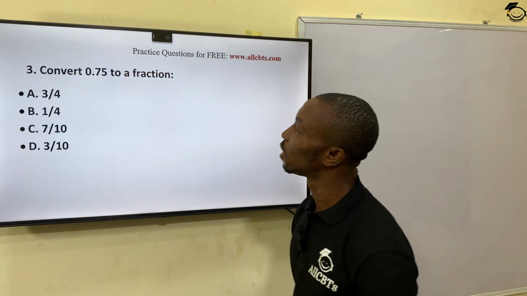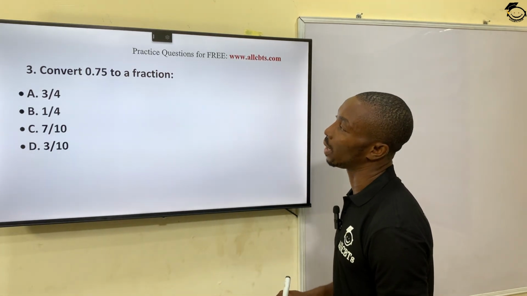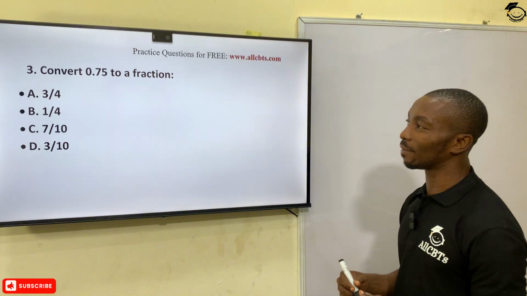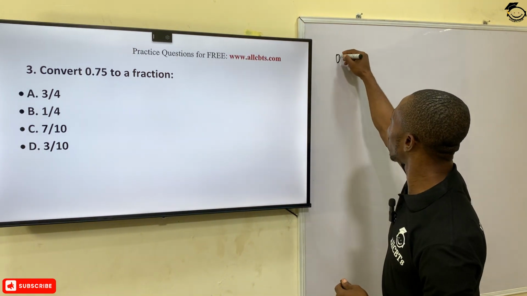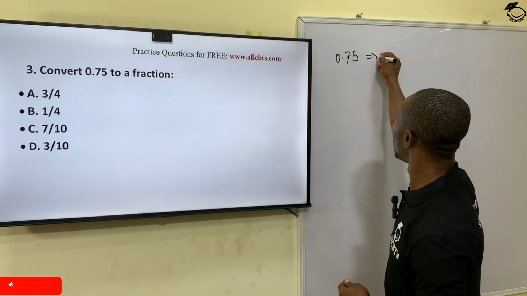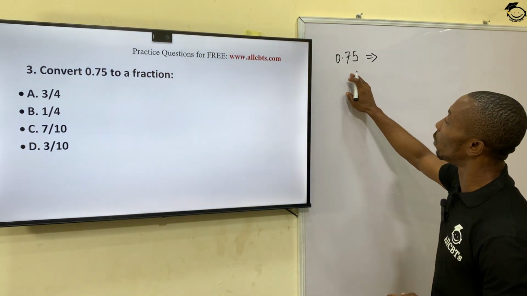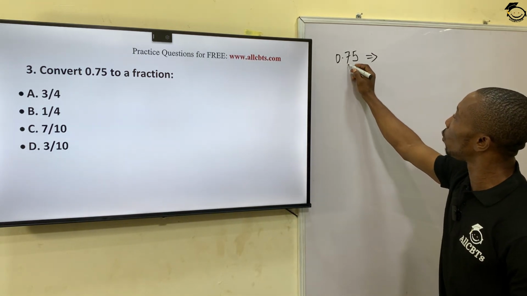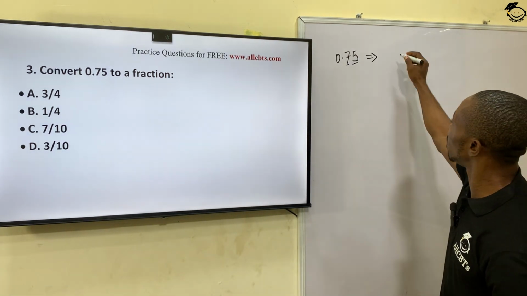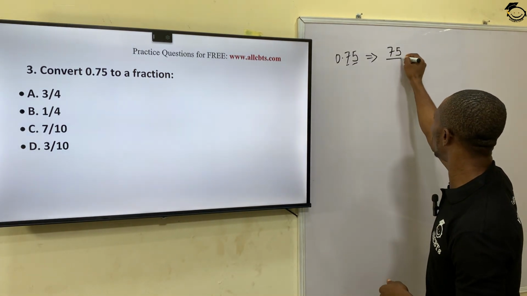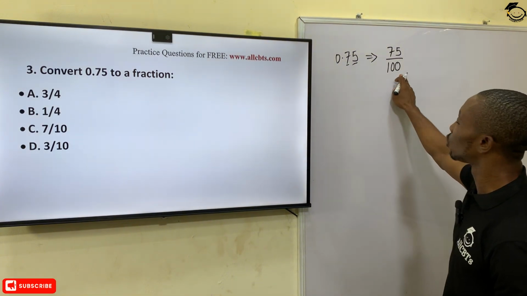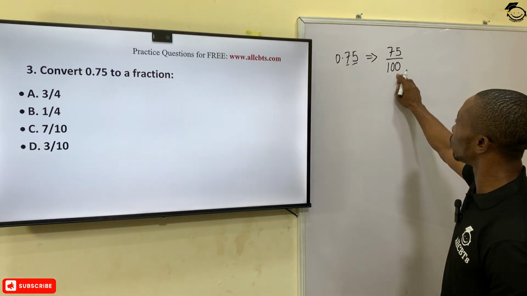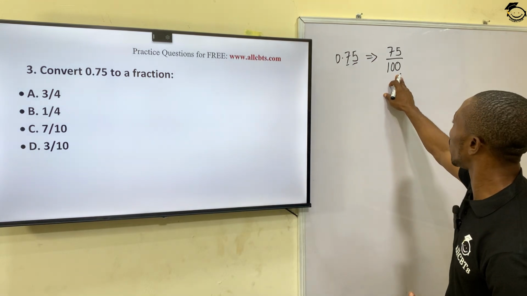Our next question says, convert 0.75 to a fraction. Now, in converting 0.75 to a fraction, we have 0.75, all right? In converting this to fraction, we would divide by the number of zeros. How many digits do we have here? We have 1, 2. 2 digits. So this becomes 75/1, 2 zeros. So the number of digits we have here determines the number of zeros that we are putting below. Okay?